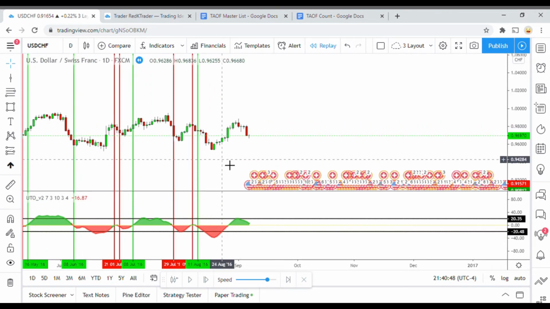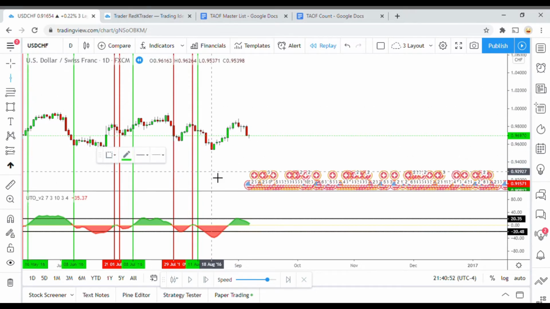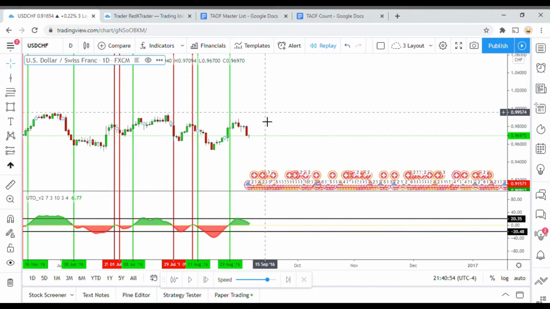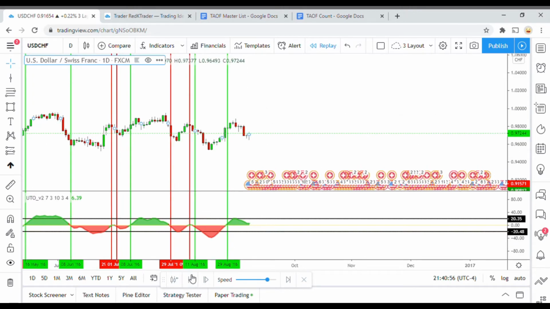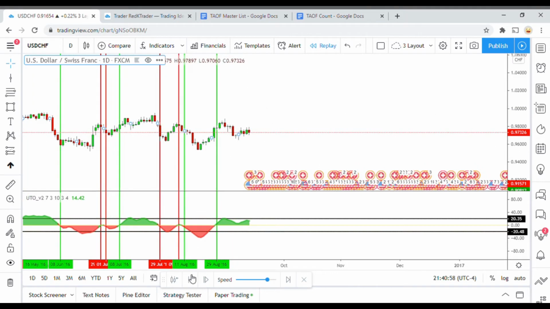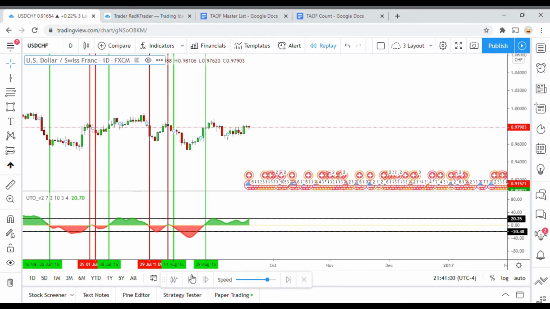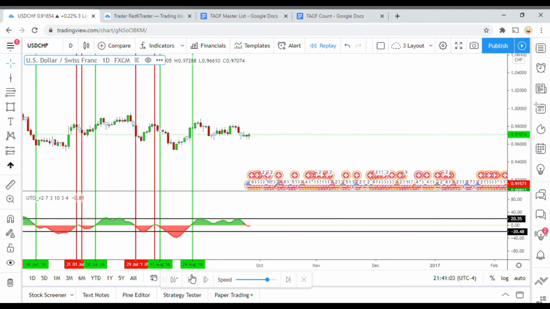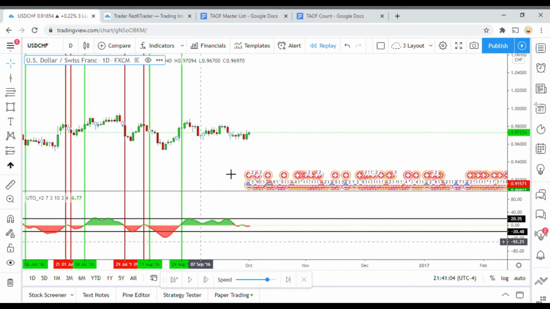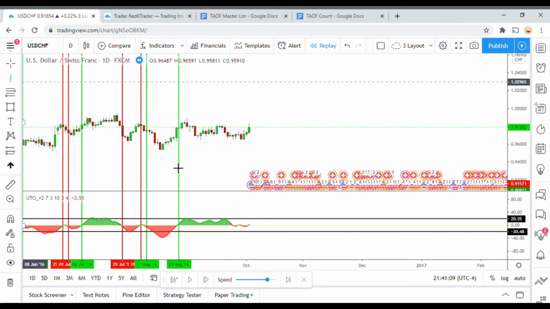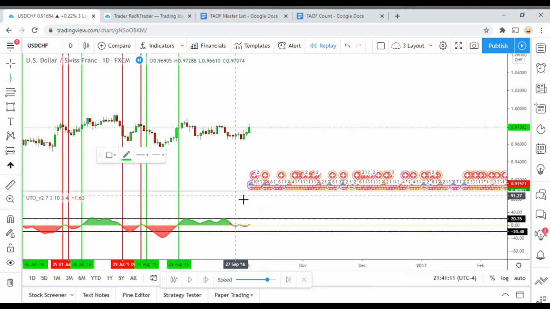Let's see. There's a long right there. That one did pretty well. Got us to take profits. And a short there. And this is one of those points where it starts to range.